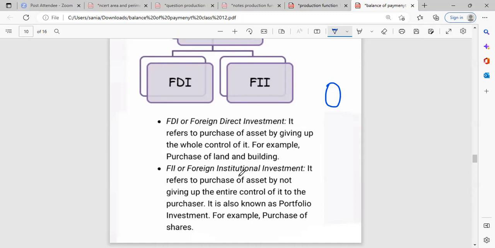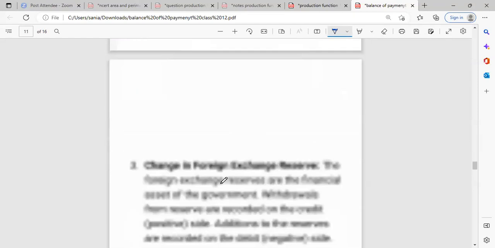But foreign institutional investment does not give you the entire control of the purchase. For example, I purchase shares in your country. The shares are from your country, and it depends on the market and the government whether the price of the share increases or decreases. So I don't have the full control over there. This is the difference in investment.